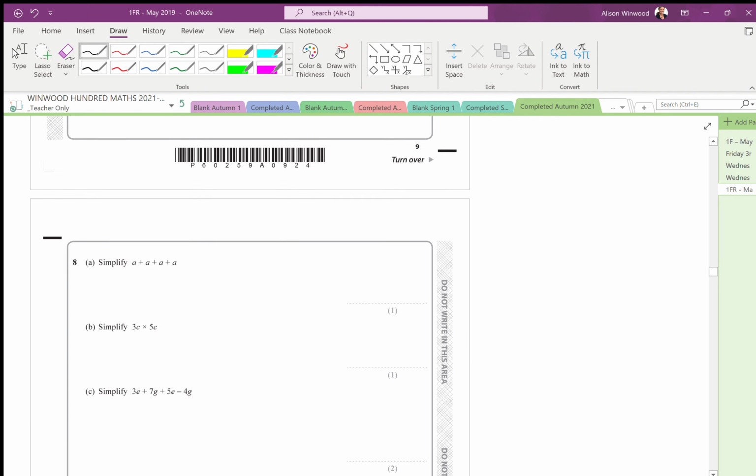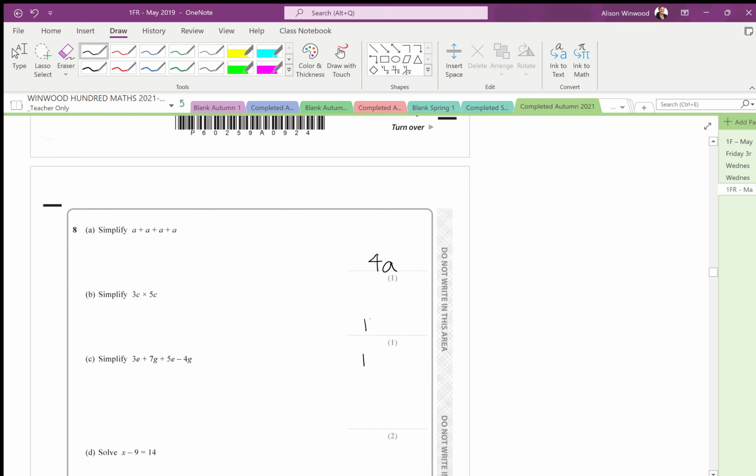1, 2, 3, 4 A's altogether. Multiply the numbers. 3 times 5 is 15, and C times C is C squared. Put the E's together, so 3E plus 5E is 8E. Put the G's together, so positive 7G, subtract 4G is positive 3G.